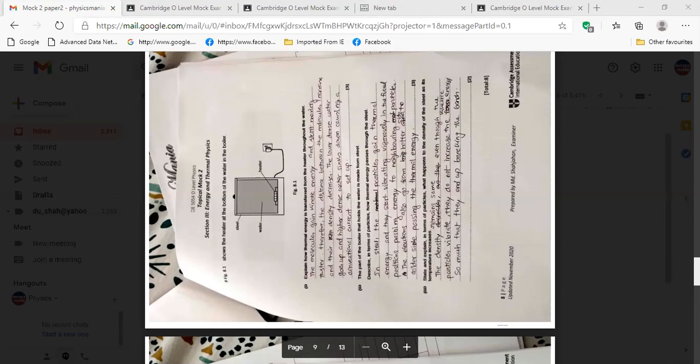But your mass will never change, right? Mass will always be the same. Your volume is slightly increased, isn't it? So if your volume is slightly increased, then density decreases slightly. So you bring that idea here.